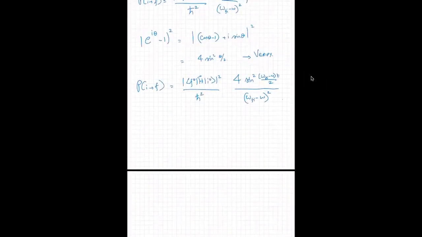So before I do that, let me actually do some kind of a modification here. I'll take the 4 outside, h bar square.